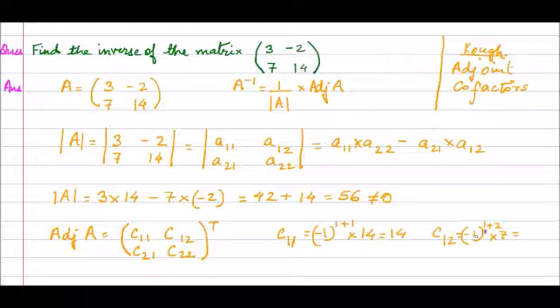And minus 1 whole to the power of 1 plus 2. 1 plus 2 is 3, so it is minus 1 whole cubed, and minus 1 whole cubed is equal to minus 1. So minus 1 into 7 gives us a minus 7.